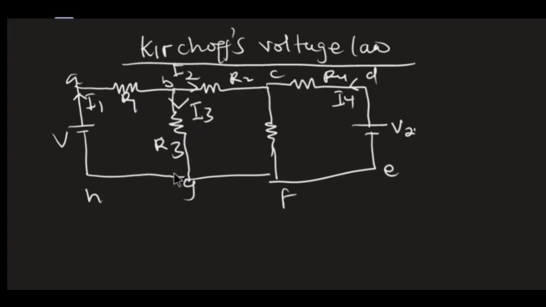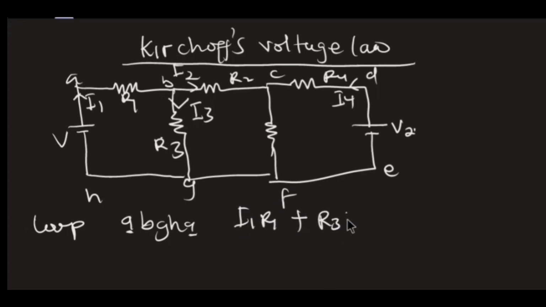So this is a loop. See, A, B, G, H. So a loop is A, B, G, H, A. In this loop, make sure that as you begin with A, you end with A, and that forms the complete loop. The sum of the voltage drops here is what? IR, because voltage is IR. So I1 R1 plus R3 I3 should be equal to V.